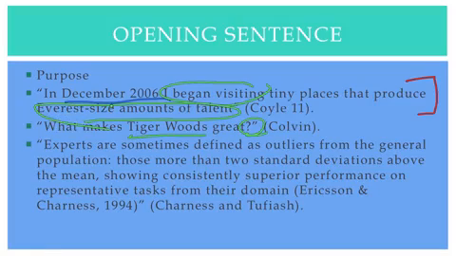Here's Charnas and Tufiash's first opening sentence. Experts are sometimes defined as outliers from the general population, those more than 2 standard deviations above the mean, showing consistently superior performance on representative tasks from their domain. And in this example, I would definitely note that the tone differs from what we've encountered here because of the kind of context in which Charnas and Tufiash are writing.